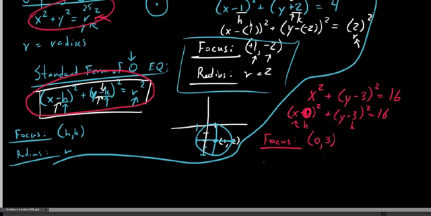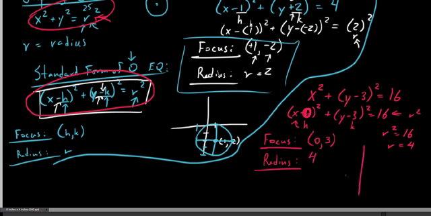And we say, okay, so what's the radius? What's the radius of this circle? The radius of this circle, if this right here represents r squared, then that would necessarily imply r squared equals 16, which would imply also that r is 4. Okay, so we say radius of 4.